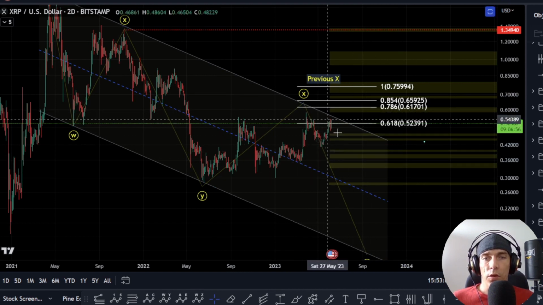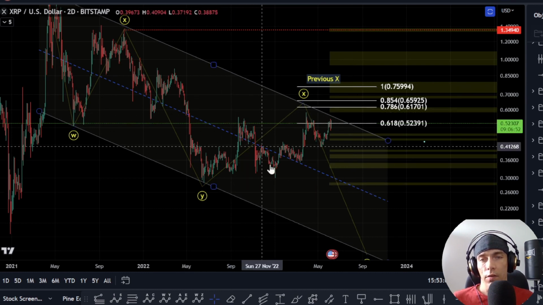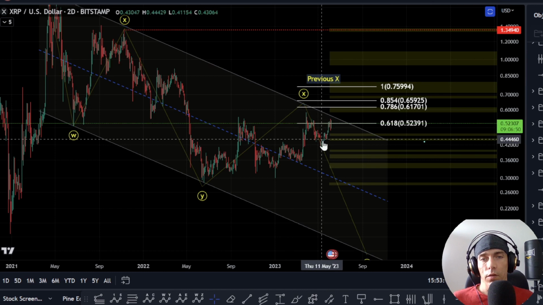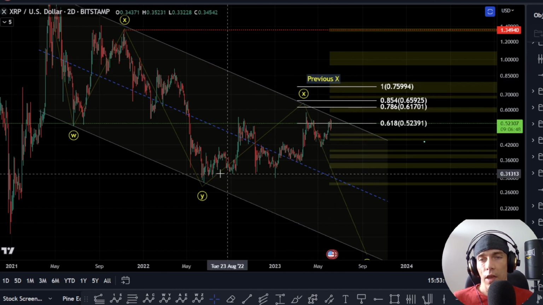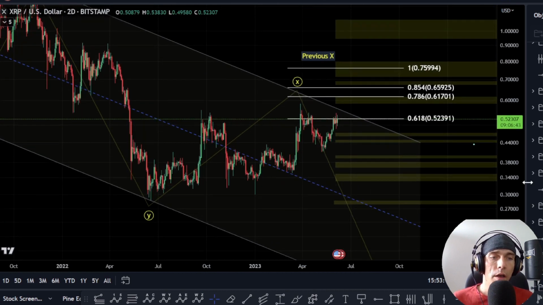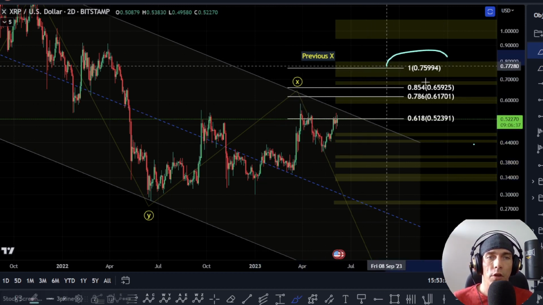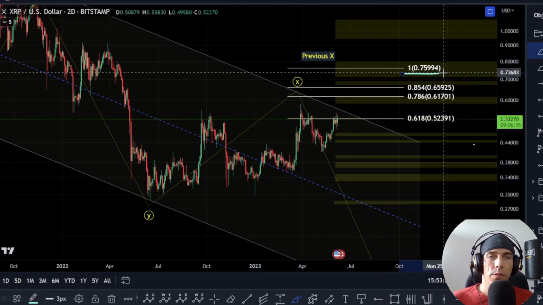So it is possible that we could still have another leg here where this is A, this is B, and then we're looking at this as a C wave to the upside for this X, or this could be W, X, and then Y. Now, if it's W, X, and Y, what we could see is the possibility that we could have this as A, B, and C, and still look to push up towards this zone of this 75.99.